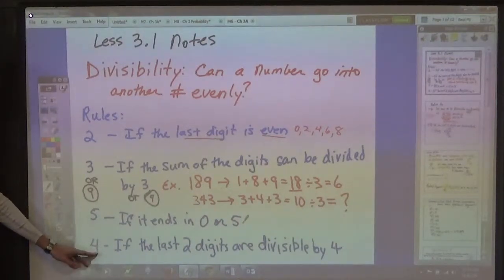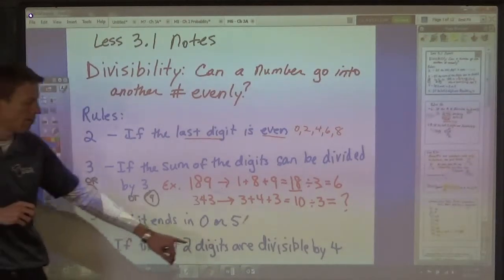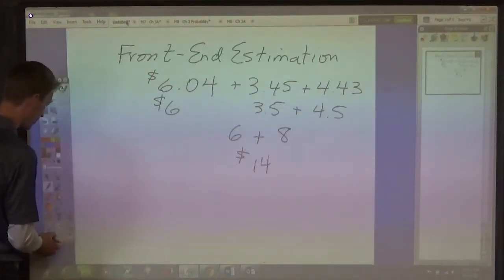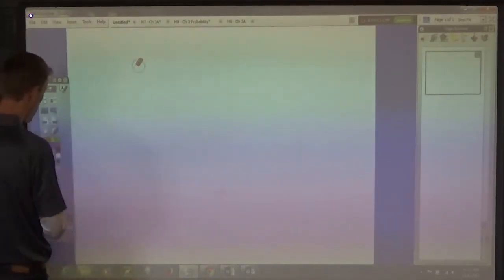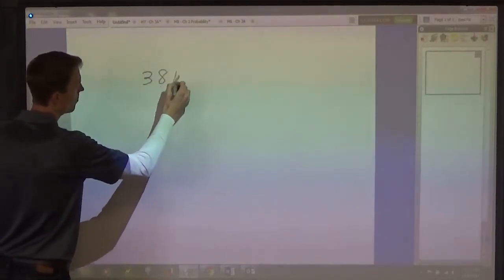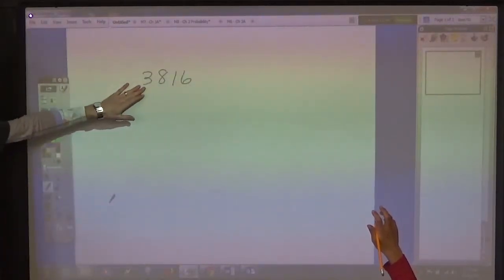The one for 4 is a little different. The rule for 4 is to check to see if the last 2 digits in the number are divisible by 4. Okay? So let me show you an example of that. Let's say we were starting with this number. Is this number divisible by 4?